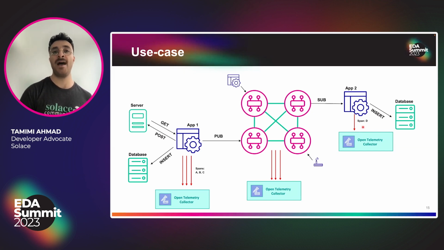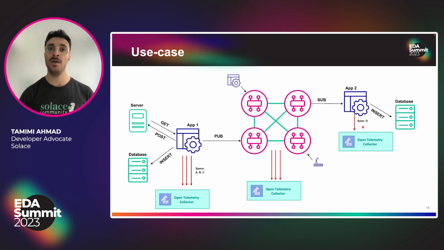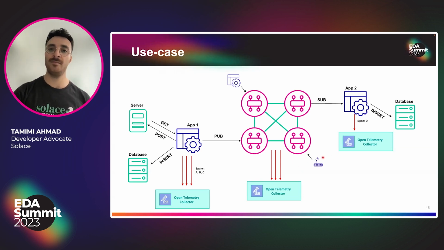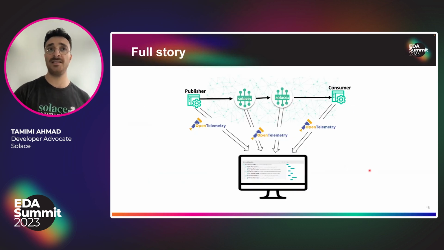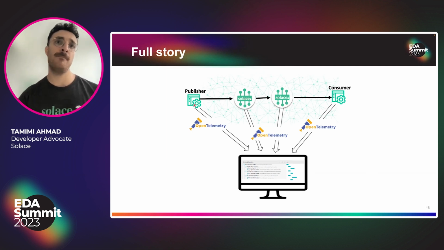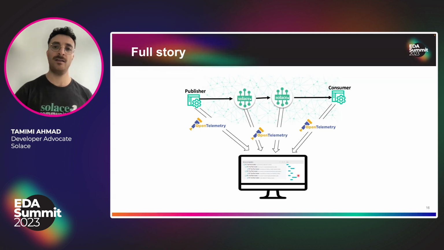And now these spans would have the context of the message that gets propagated from application one to application two, and we would have a picture overall to see what happens to the message. So the full story, basically, this is another way to represent it. We would have publishers and consumers. There is an event mesh in the mix, and we have the Solace broker. And thanks to the OpenTelemetry framework being an industry standard and open source, we can connect all the information together and then see it in an observability backend of choice.